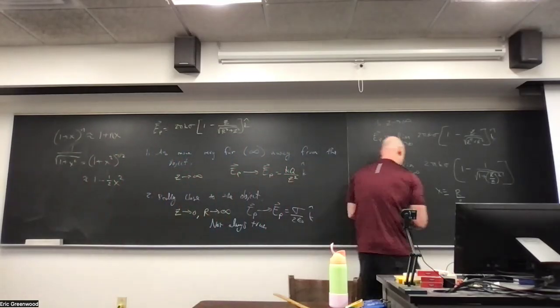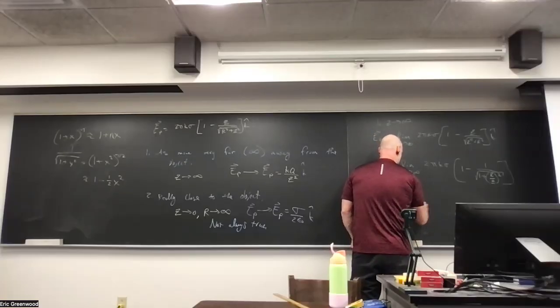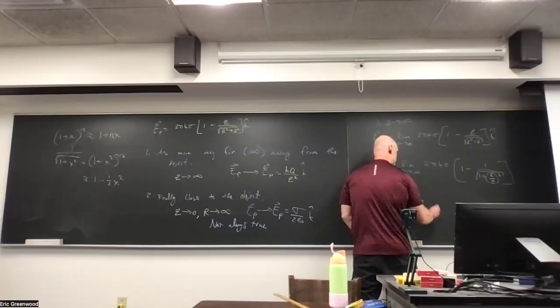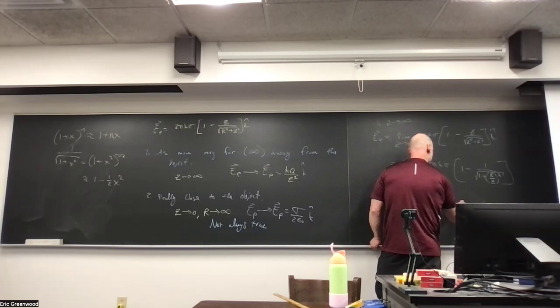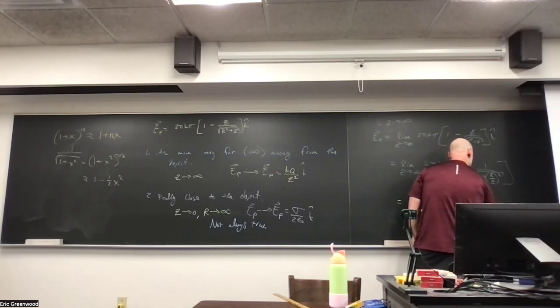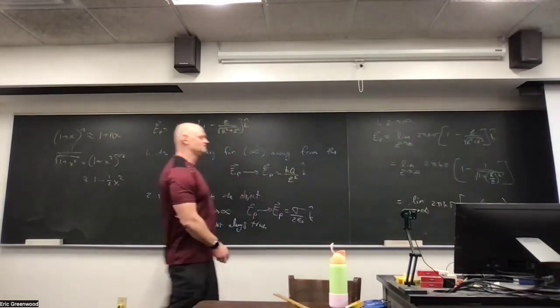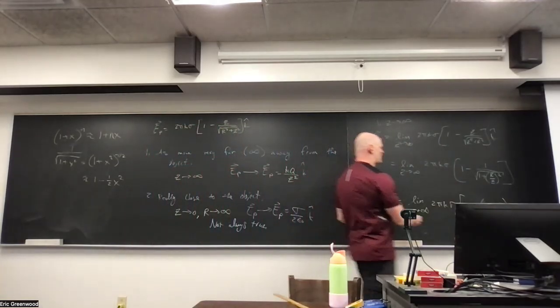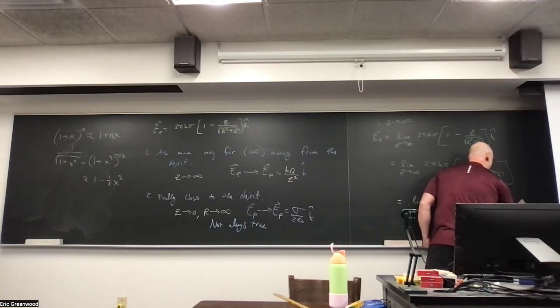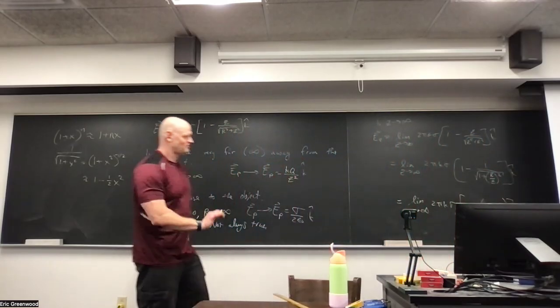So this guy then is going to become equal to the limit as z goes to infinity of 2 pi k sigma. I'm going to get a 1 minus x squared over 2. Okay. Let's close out my brackets. Put my k hat on. Sorry, Omar, I don't know if you can see that.